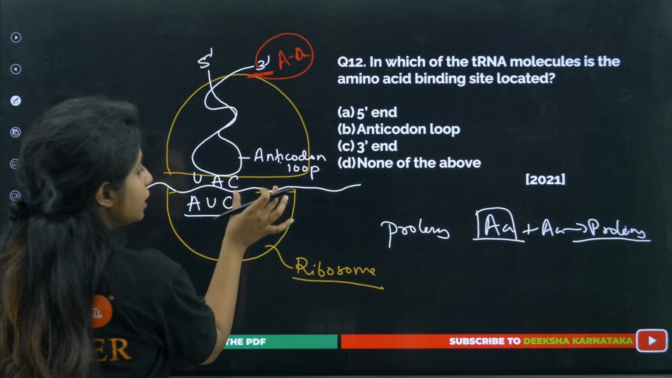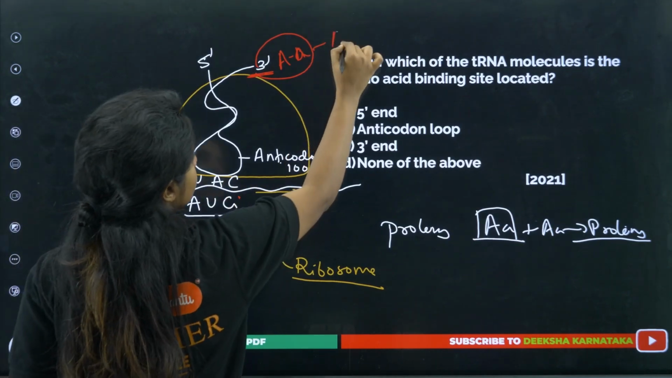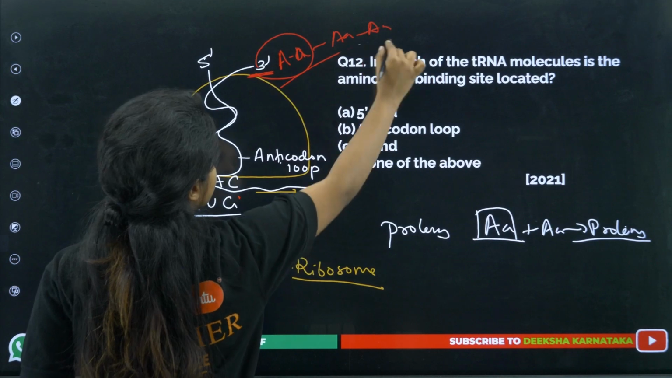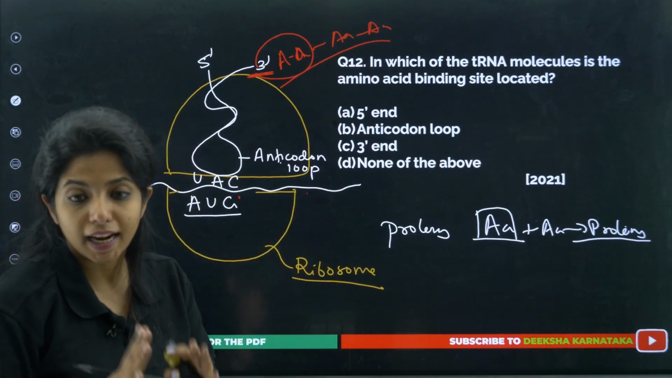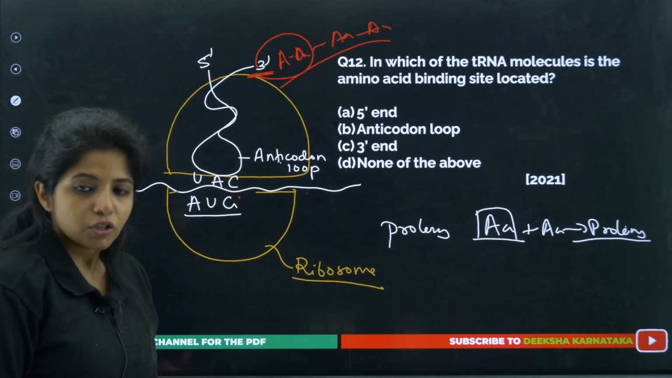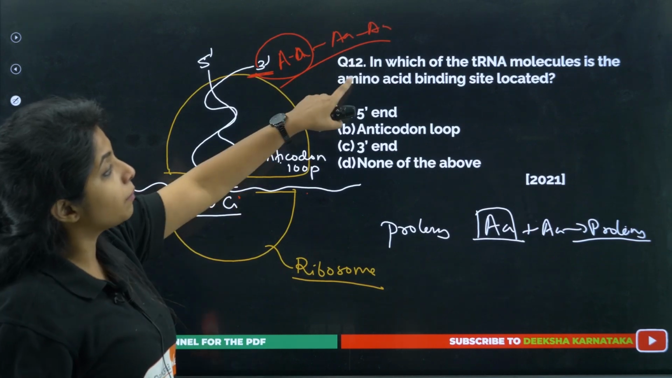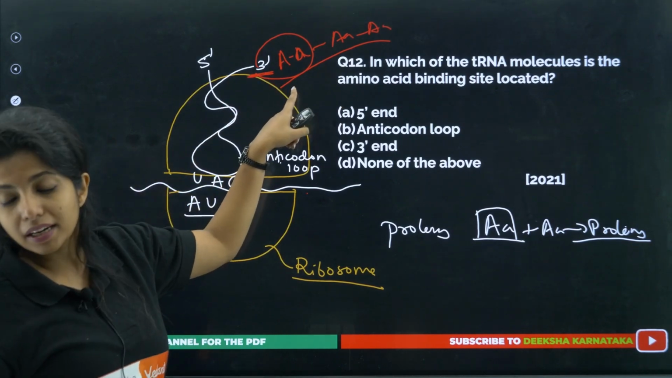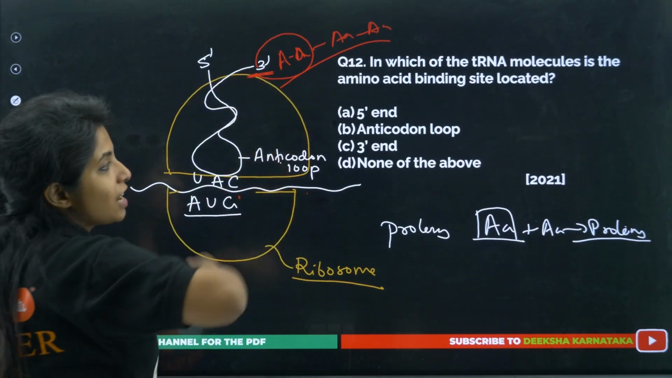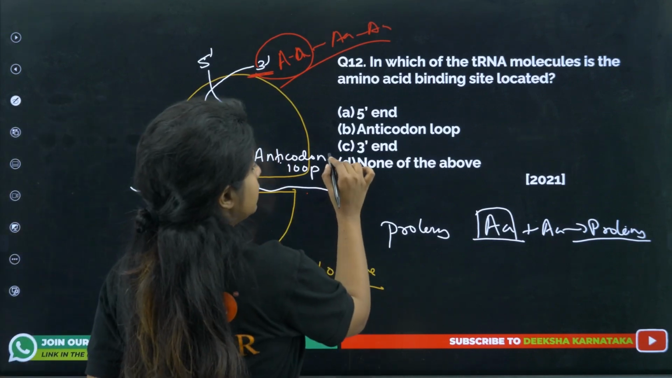So similarly, each codon will be read and there will be more and more amino acids, my dear children, that will be attaching and that will be forming a protein at the end. Okay, so at what position in the tRNA molecule is the amino acid binding site located? It is the 3' end. Please remember, it is the 3' end.